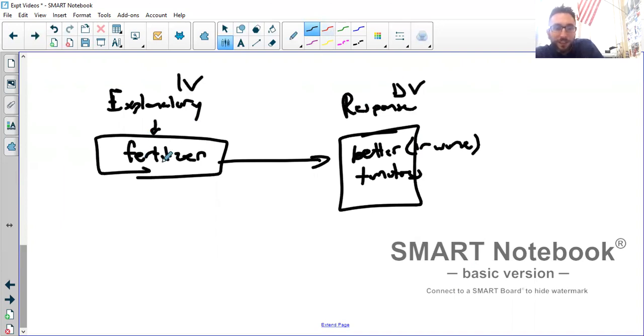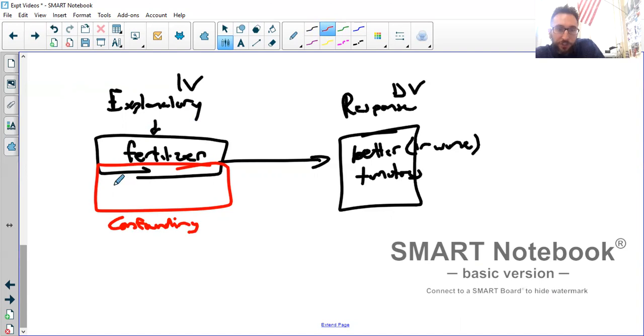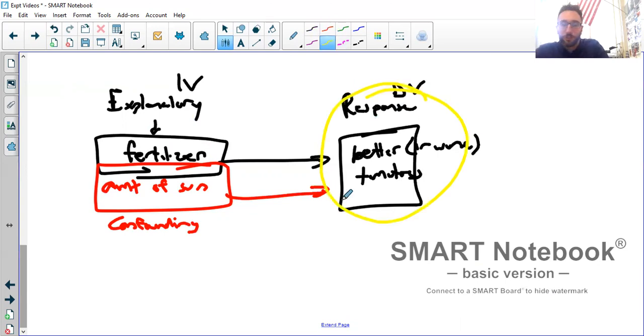The problem is I have this confounding variable here, which is the amount of sun, and I cannot separate the effects of these two. I am not sure which one of these two variables, the black or the red, is leading to the better, juicier, more delicious, bigger tomatoes. I cannot separate the effects of one variable, fertilizer, from another.